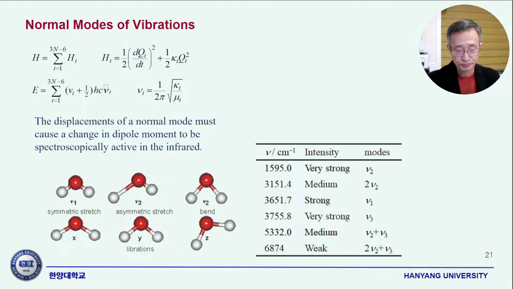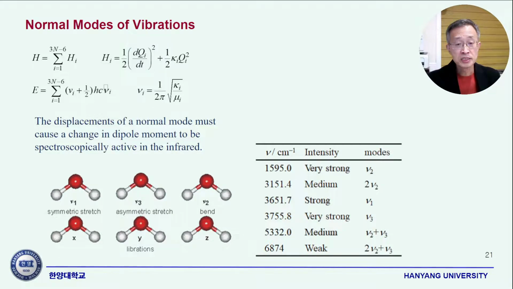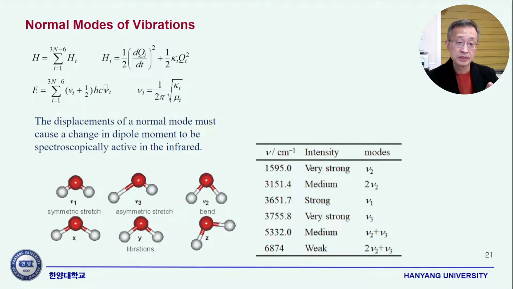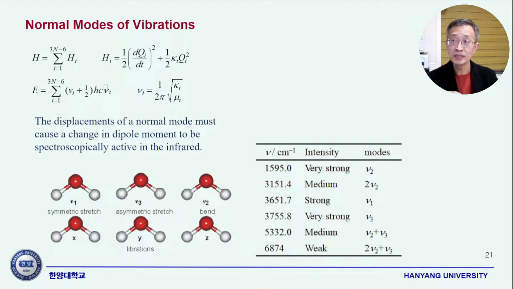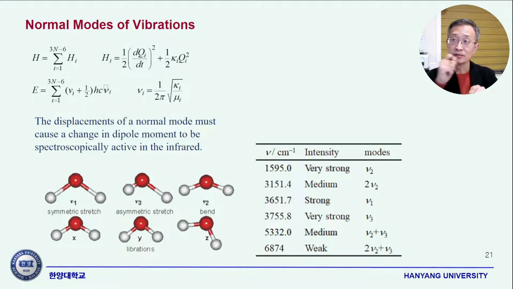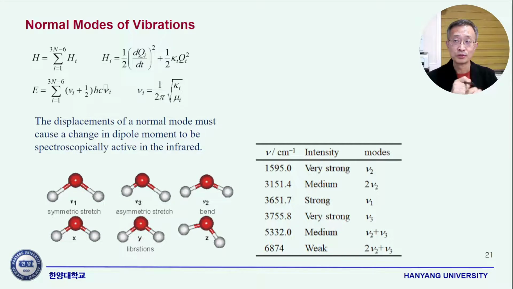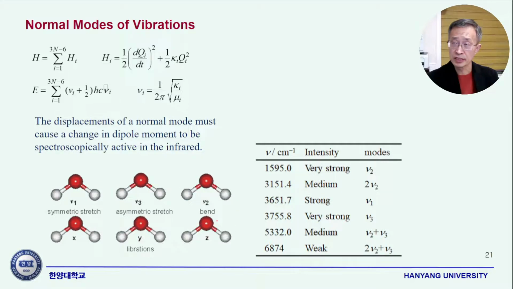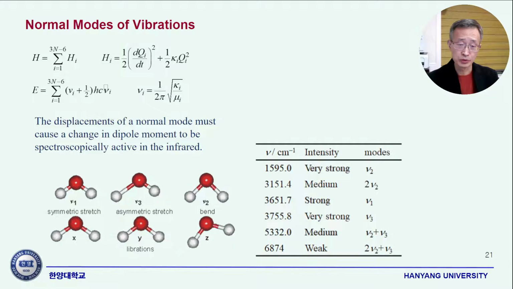So the displacement or motion of a normal coordinate does not change the center of mass and does not rotate the molecule. If you analyze a normal coordinate, you will see its motion. Actually, that is done.